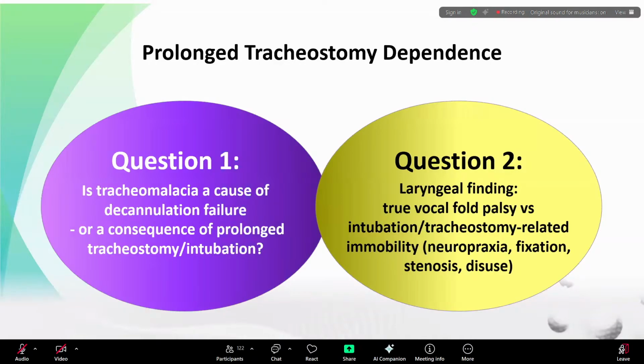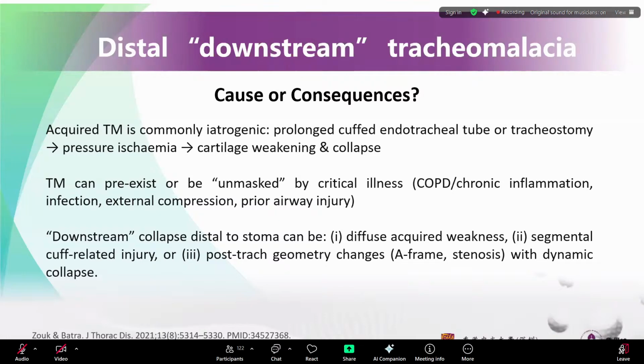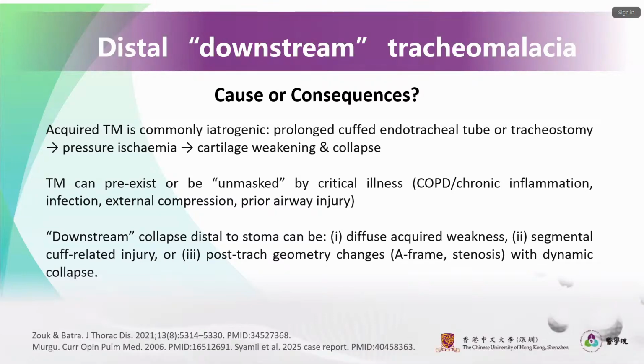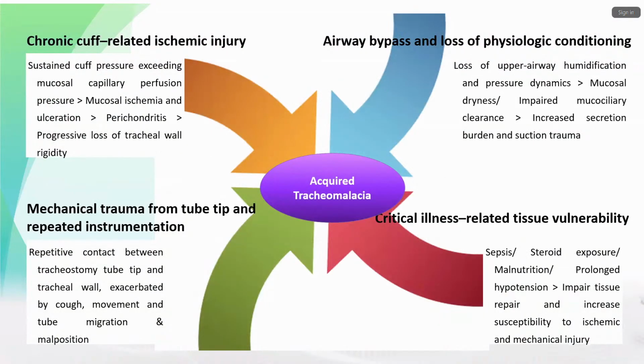Be contributory. So when the patient has a tracheal tube inside, there can be multiple causes or reasons why they can acquire tracheomalacia, at the segment of the tracheostomy or downstream, what we call downstream tracheomalacia. This is what we call acquired tracheomalacia, and it is commonly iatrogenic due to the cuff pressure of the endotracheal tube, or another reason is multiple causes, because the cuff can contribute to it.